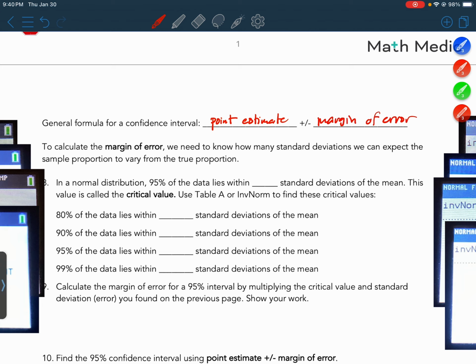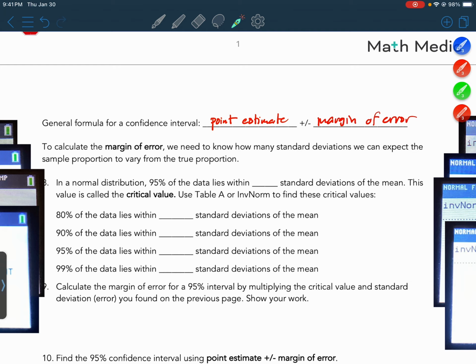Now, one question you might be wondering is, how do we figure out the margin of error? Why plus or minus 2 months? Why don't the guessers do plus or minus 3 months or plus or minus 1 month? Well, when we're trying to estimate a proportion, the margin of error is simply related to how many standard deviations we expect our sample proportion to be from the truth.